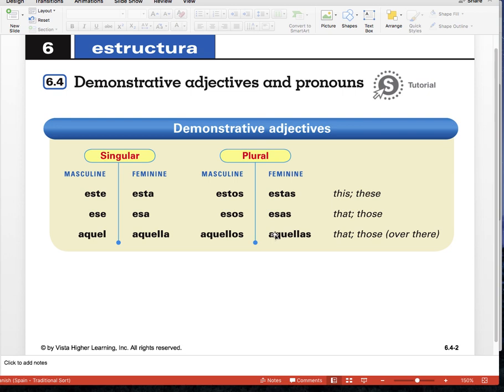So let's just repeat these really quick. So repeat after me. Este, esta, estos, estas. Ese, esa, esos, esas. Aquel, aquella, aquellos, aquellas. Muy bien.